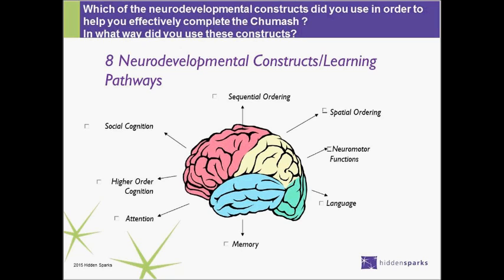And then I'm going to ask you to think about the task that we just completed, the Chumash task that we just did. I'd like to ask you to think through and to use your chat feature to let us know which of these neurodevelopmental constructs, these 8 different terms down here, which one of them or many of them did you use in order to complete the task that we just did. So please use your chat feature to let us know, just naming them, which ones of the 8 neurodevelopmental constructs listed here did we use in order to be able to complete this Chumash task.